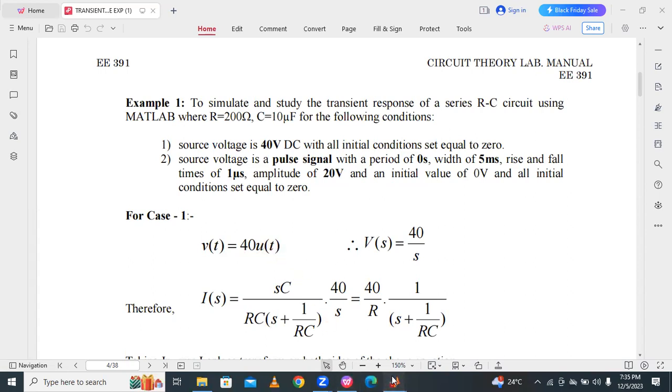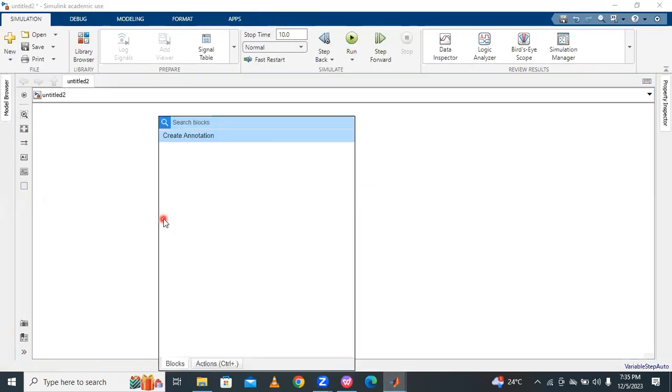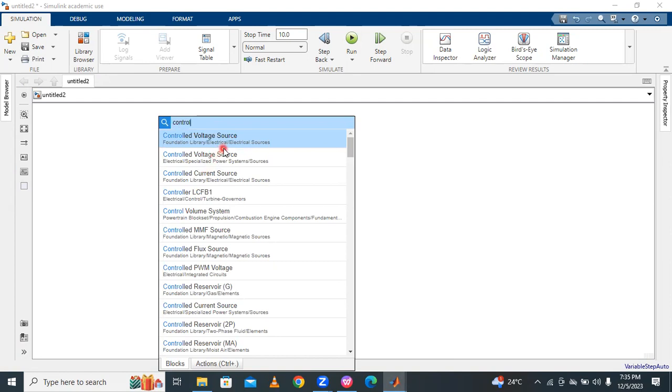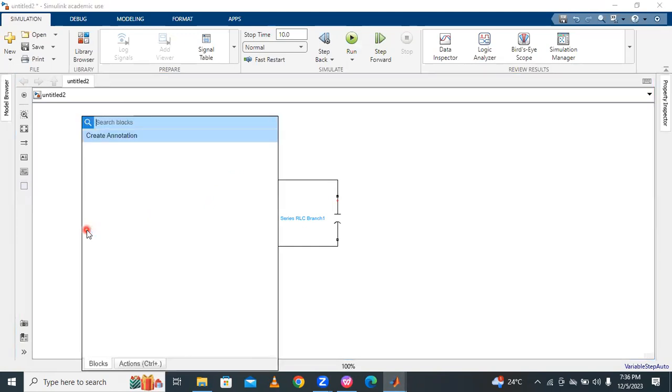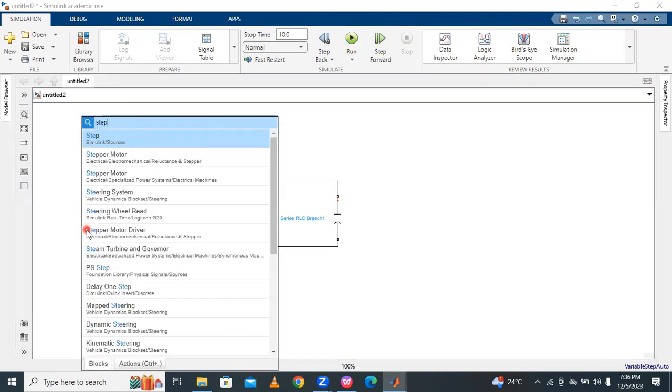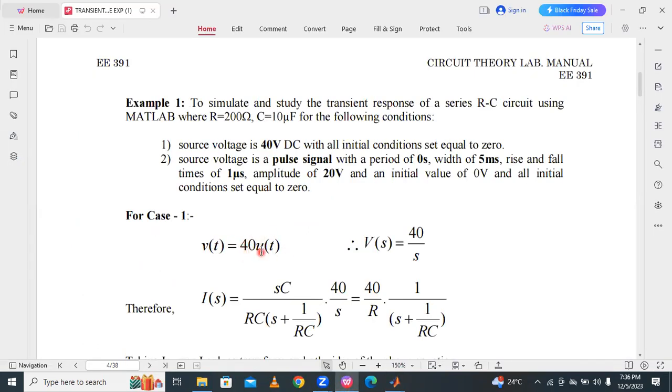Here we have to connect the step input, and one controlled voltage source is required. Take a controlled voltage source like this. Connect this controlled voltage source here, and the other terminal to the RC circuit. Next, take one step input and place it here. This is called the step input. And here, what is the input? 40 into u of t.